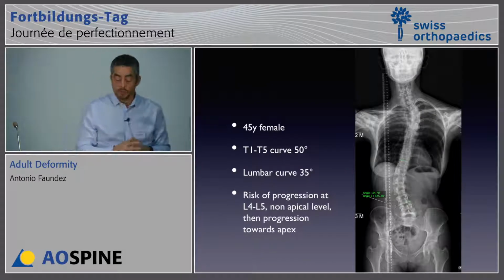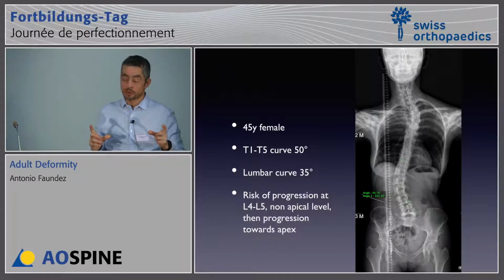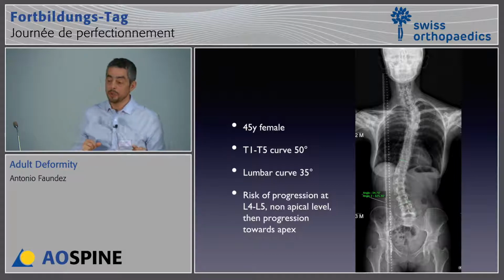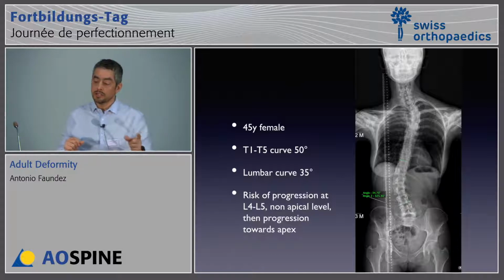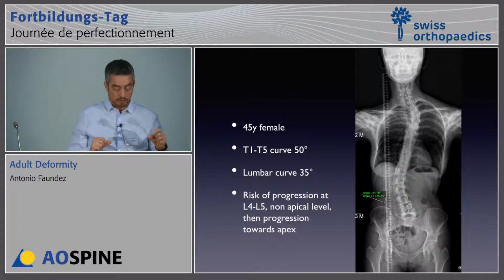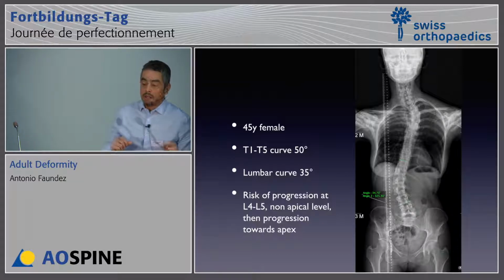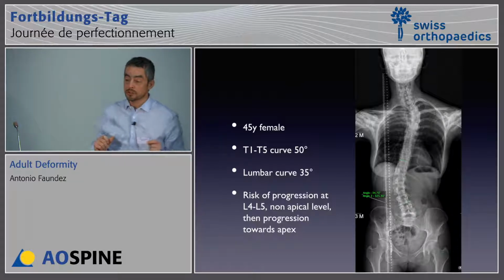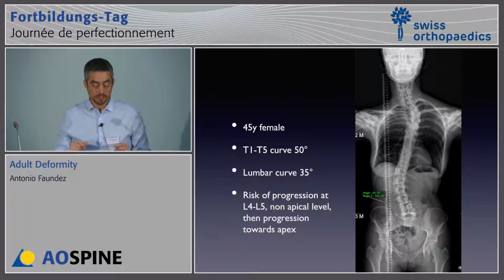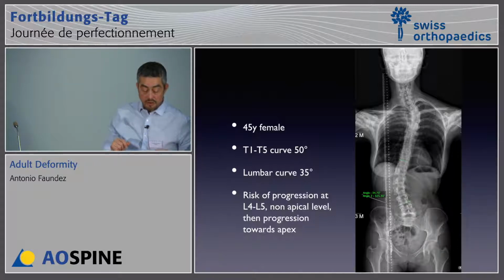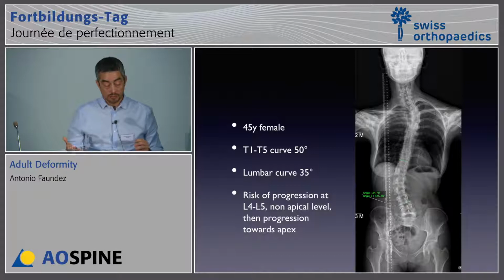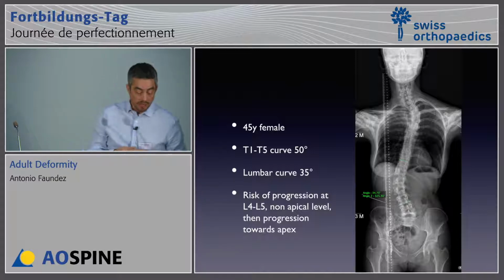This is a case of a 45-year-old female with two different curves, a T1-T5 curve of 50 degrees. It's not a congenital deformity, as Claudio said before. Here you have really high pressure in the concavity, and there's a contour curve in the cervical spine which produces symptoms of neck pain in this patient. But there is also this lumbar curve, which is 35 degrees. She is 45 years old, so there is a risk of progression at L4-5, a non-apical level, and then a progression towards the apex. So this patient needs closer follow-up.